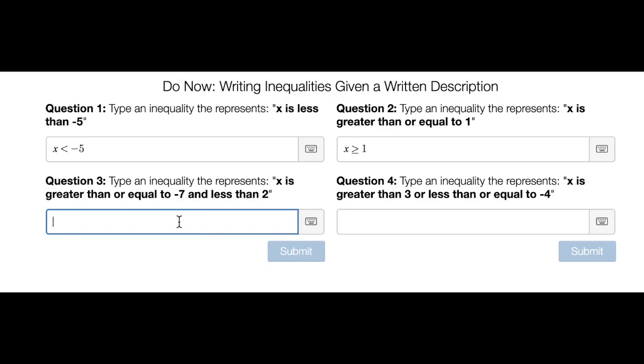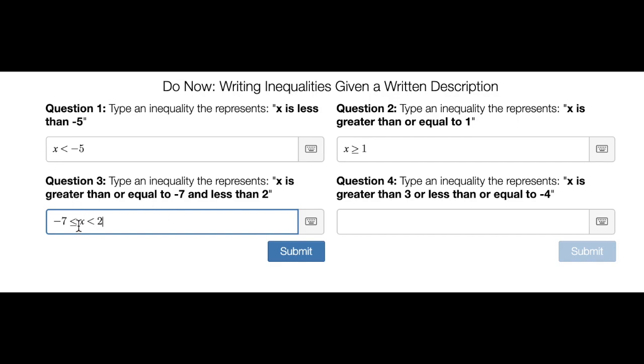Question 3. Type an inequality that represents x is greater than or equal to negative 7 and less than 2. So I have two numbers here, and x is satisfying both inequalities. So I have one that looks like this. I'm going to write negative 7 first. And since I know that x is larger than negative 7, that means the inequality symbol needs to be facing the x. Okay, I know that that's the less than or equal to symbol. I will explain momentarily. Then x, and x is less than 2.